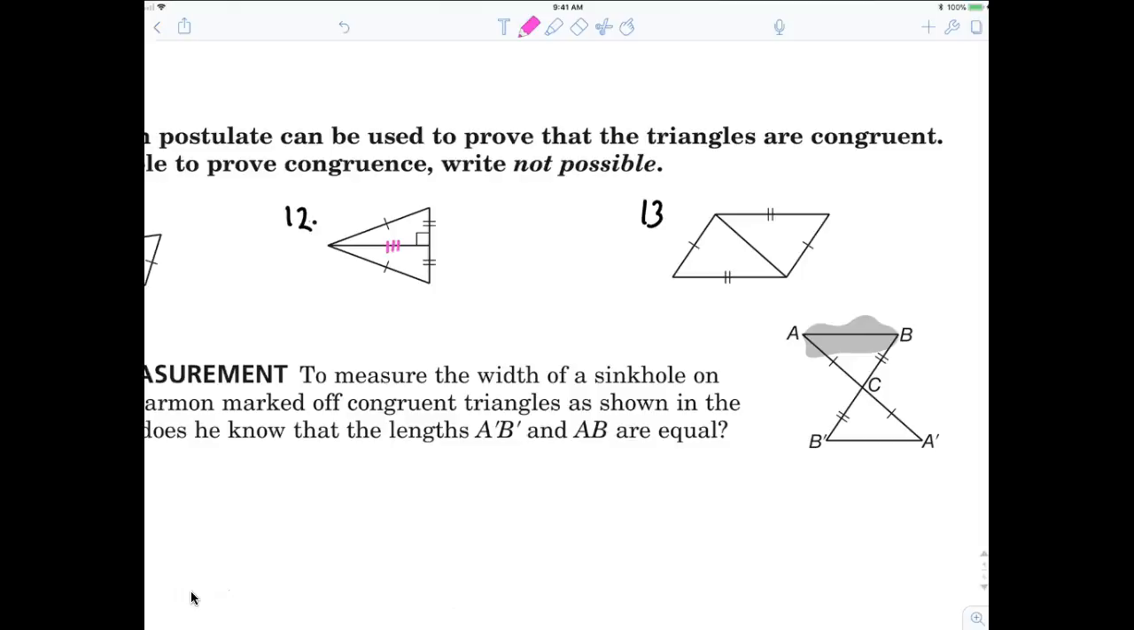I'm on 12. I'm on 12. We're not talking about it right now.